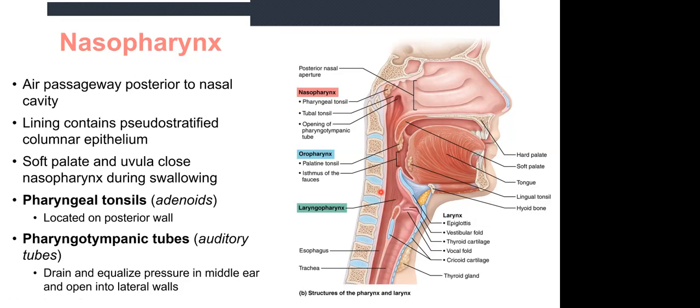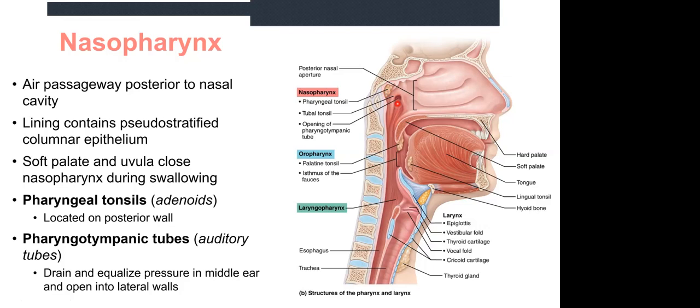Located within the nasopharynx, we find the pharyngeal tonsils, which you can see here. These are also commonly called the adenoids, so it's located again on the posterior wall. And additionally, the pharyngeotympanic tubes, or the eustachian tube, or the auditory tube.